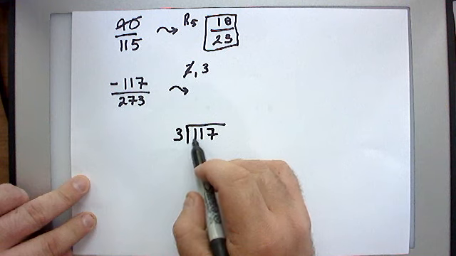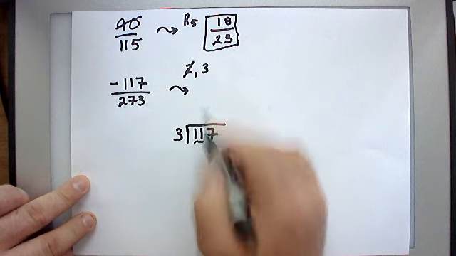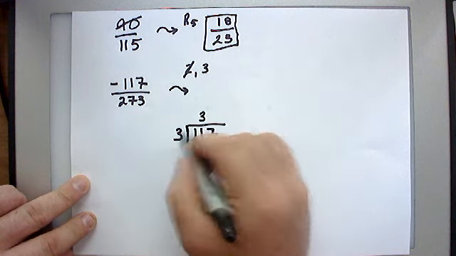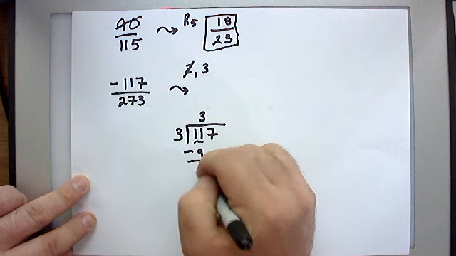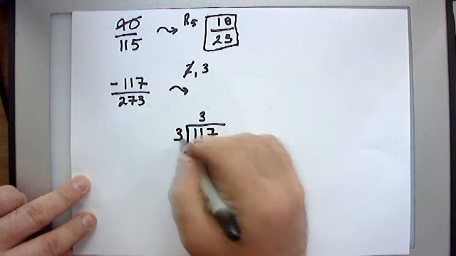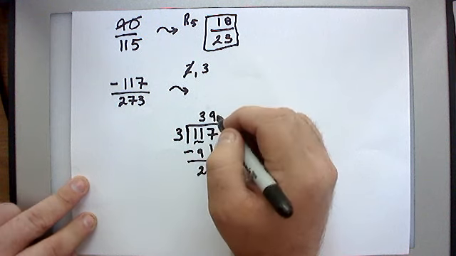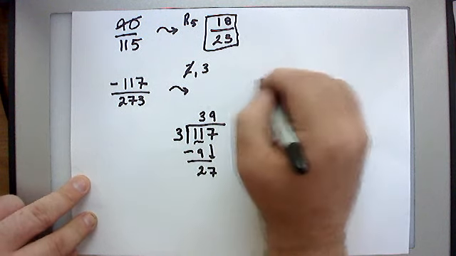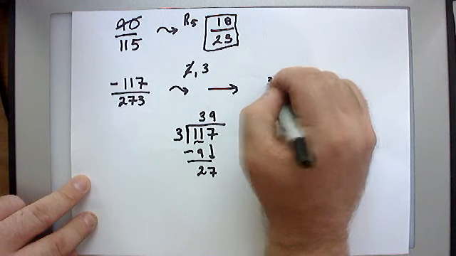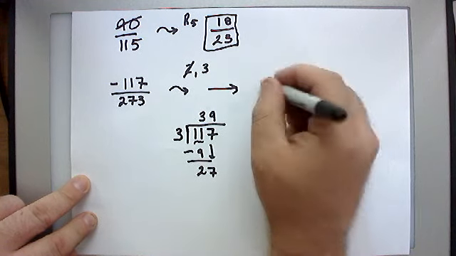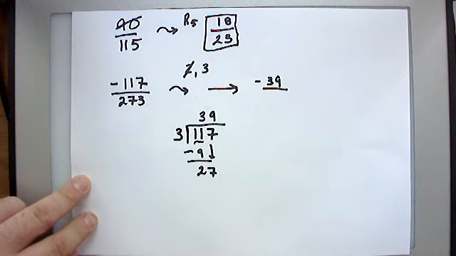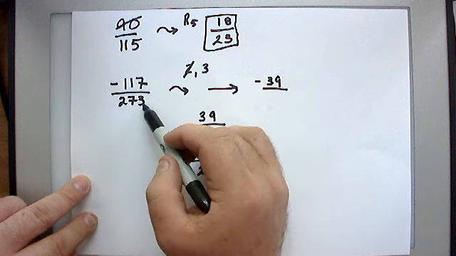3 goes into 1 0 times, so we can skip over the 11. 3 goes into 11 3 times. 3 times 3 is 9. Subtract, bring down. 3 goes into 27 9 times. So that gives me 39. Let's go and push this over here. That gives me 39 on top. Negative. Don't lose your negative. And since we divided by 3 up top, we're going to divide by 3 on the bottom.